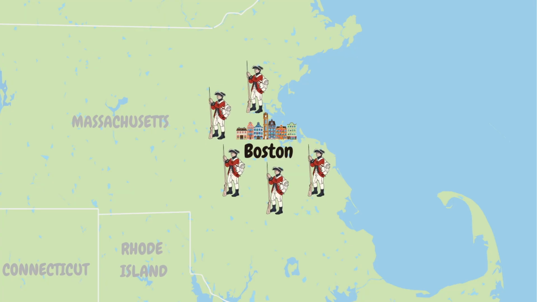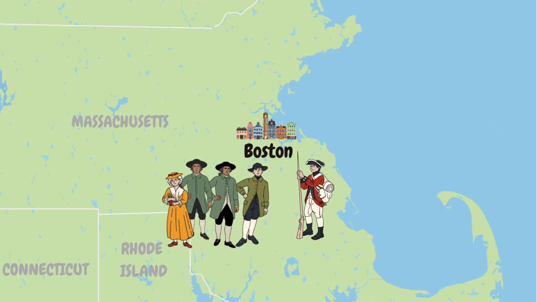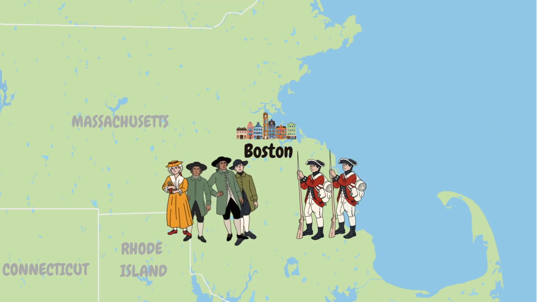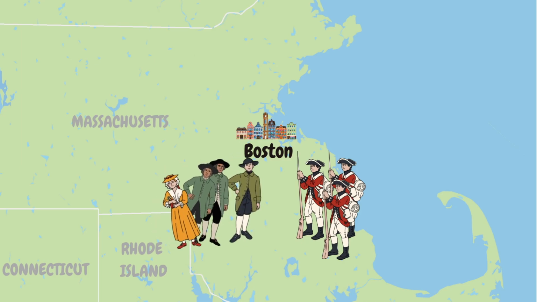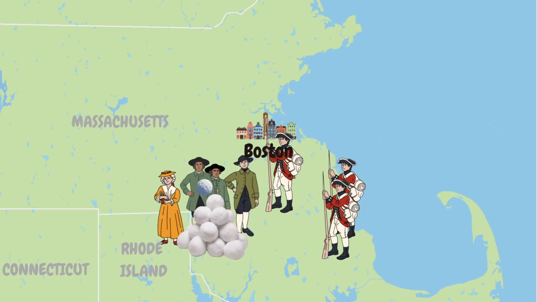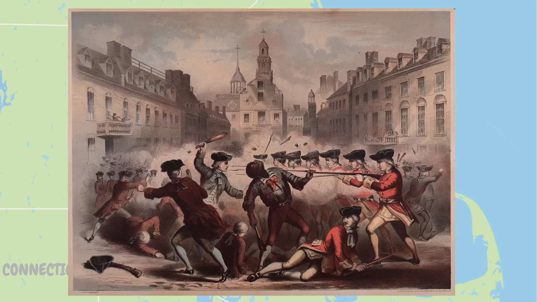In Boston, it seemed like there were British soldiers everywhere. The story goes that a lone soldier was on duty when some men and boys started taunting him. More soldiers arrived. The crowd was throwing snowballs. Some had rocks inside them. That night, 5 colonists died, including the first African American, Crispus Attucks.